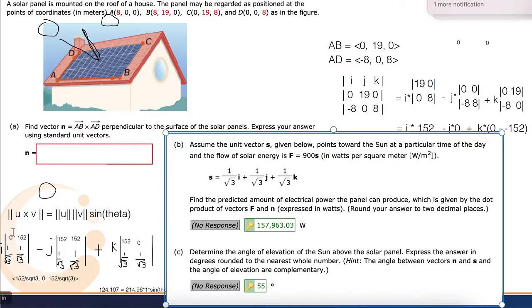Okay, I did kind of gloss over these steps. Just make sure, if you had trouble with the cross product of u and v, go back and check out that video. If you have trouble with magnitudes, there are plenty of videos about finding magnitudes of vectors too.